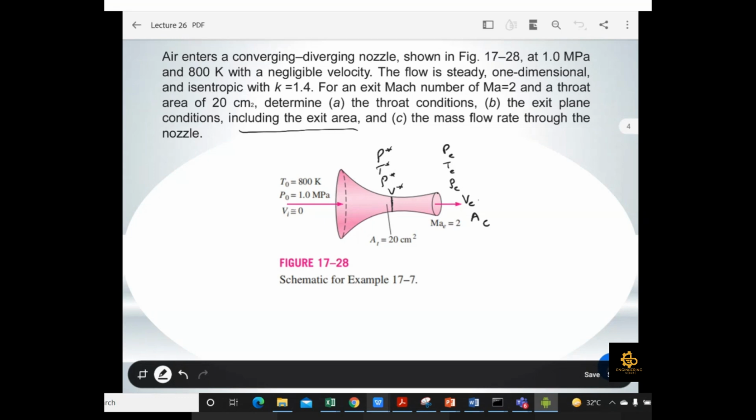And then mass flow rate through the nozzle. As it is mentioned, the flow is steady. So it means if you can find the flow rate at a critical point or at any point, the flow rate is the same because it is a steady flow. So if you can find your flow rate at the throat, we can easily find part C as well. Okay, so this is the question. You have to note down the data, and then we will see how to solve it.